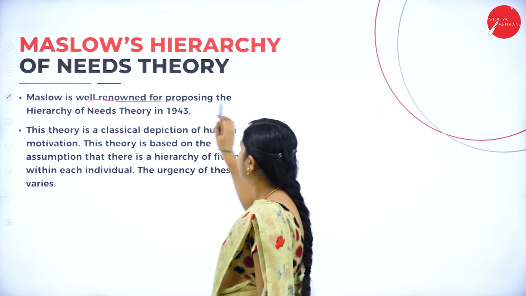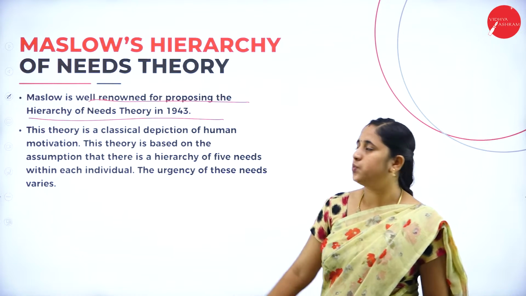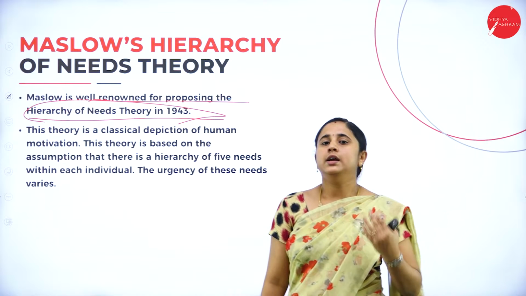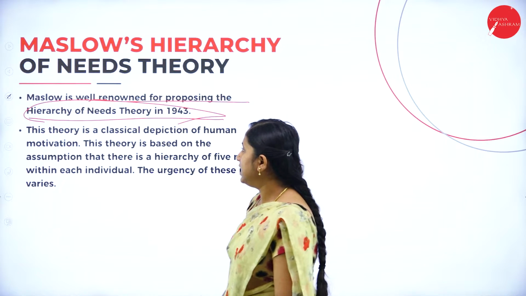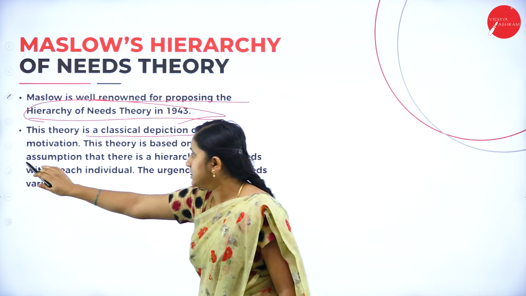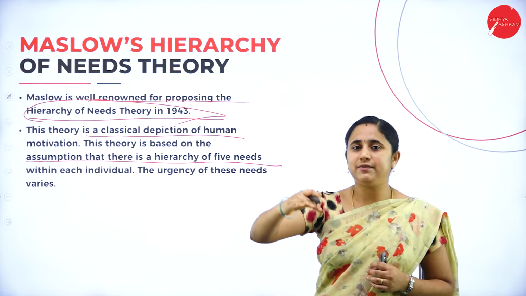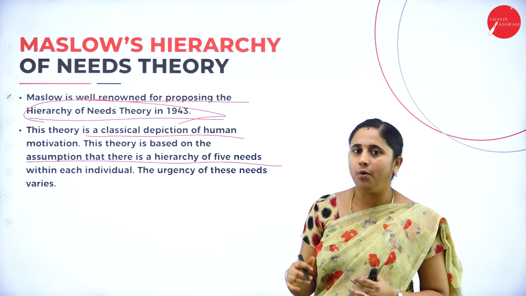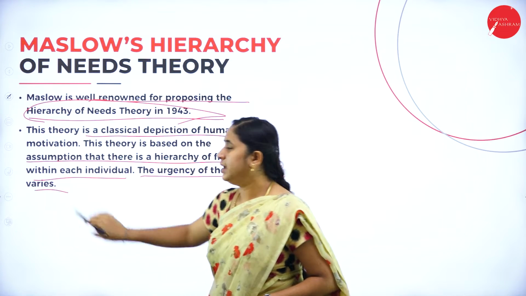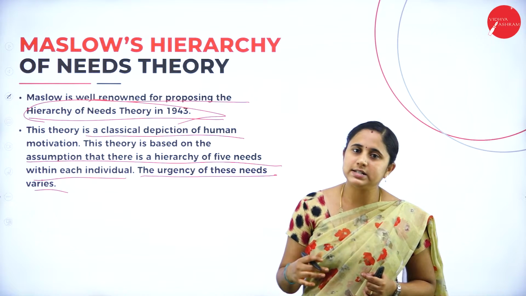Maslow is well renowned for proposing the hierarchy of needs theory in 1943. He gives priority to the needs of an individual. This theory is a classical depiction of human motivation. It is based on the assumption that there is a hierarchy of 5 needs which an individual needs to accomplish or fulfill. Within each individual, the urgency of these needs may vary. The preference or urgency may differ across these 5 needs and desires.